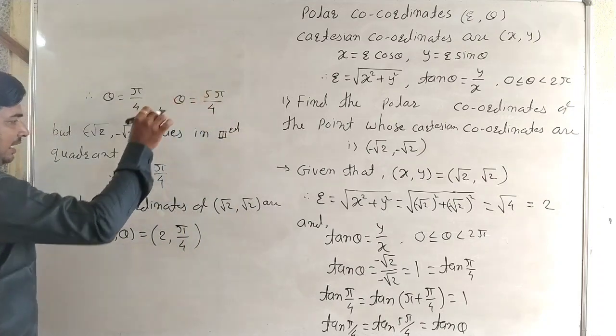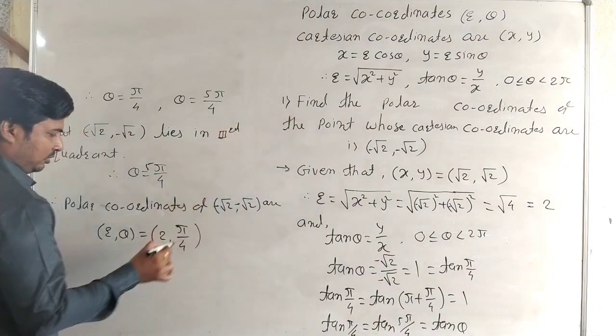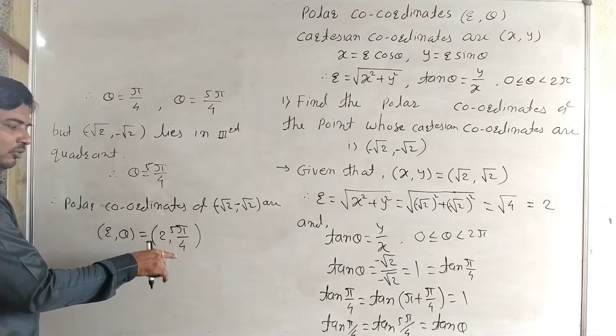Okay, so the angle is 5 pi by 4, and the polar coordinates of minus root 2 comma minus root 2 are 2 comma 5 pi by 4.